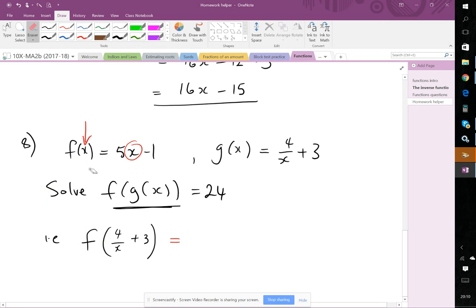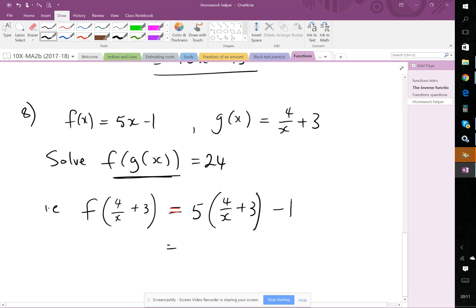Okay, so that's what we need to do there. So we're going to do 5 times the input, and our input is 4 over x, add 3. So that's 5 times the input, and then we're going to subtract 1. Now we need to multiply that out.